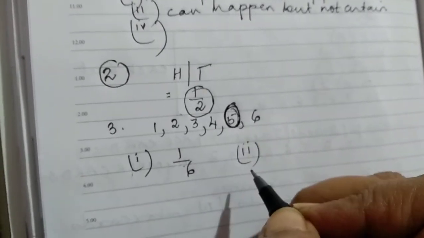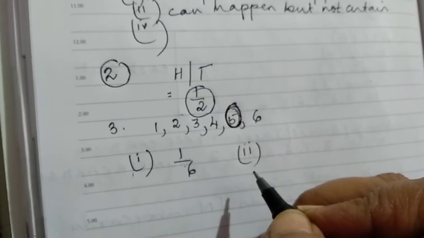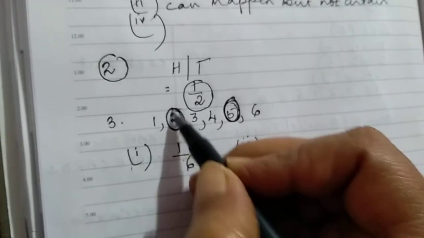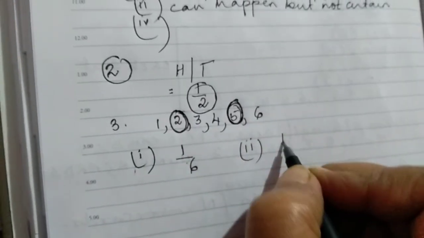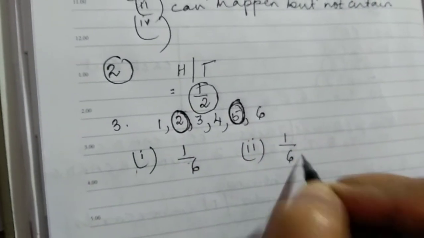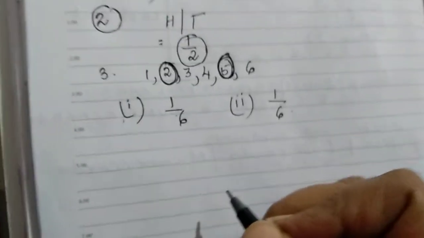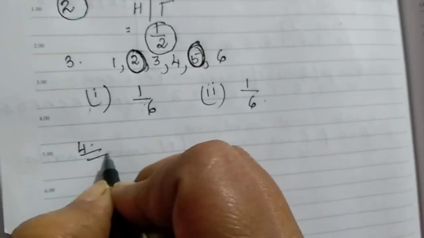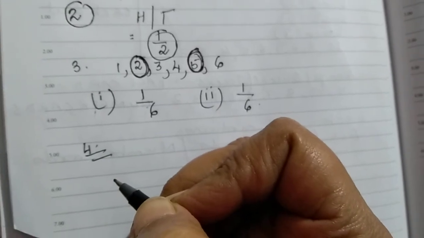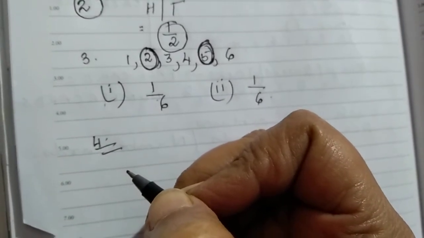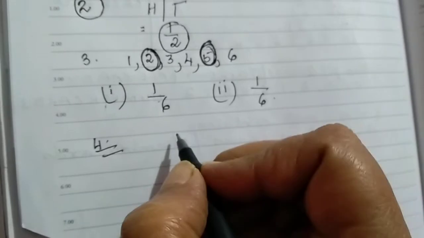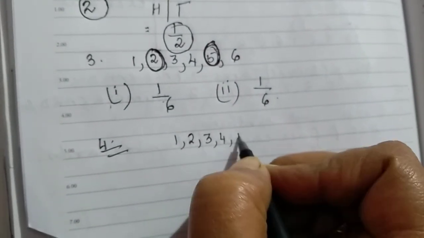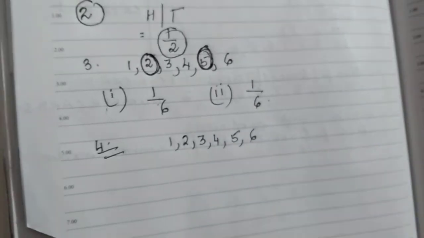The second part, what is the probability of drawing a marble with number 2? So 2 is only one number out of these 6 observations. So again it is 1 by 6. Understood? Now move on to question number 4. A die is tossed once. So what are the numbers which are there? 1, 2, 3, 4, 5 and 6.